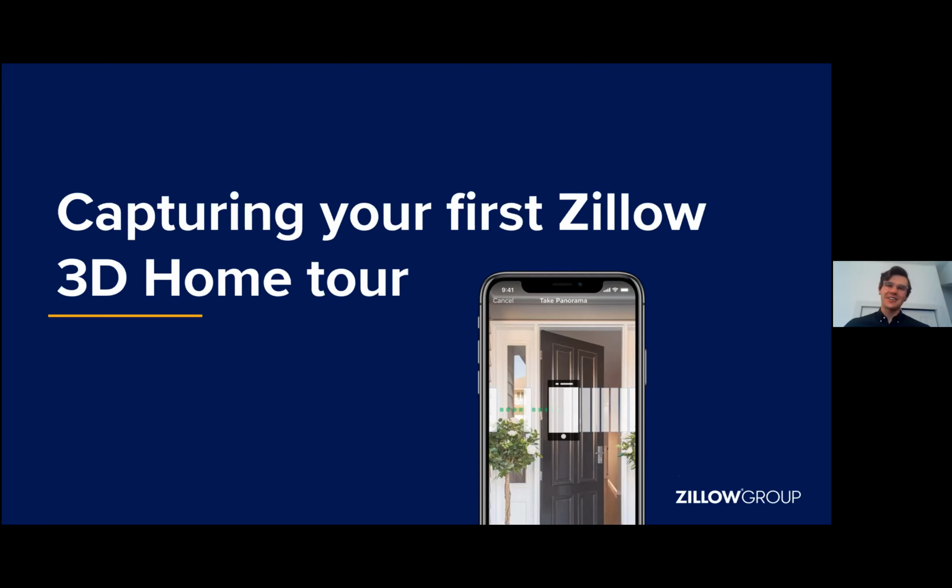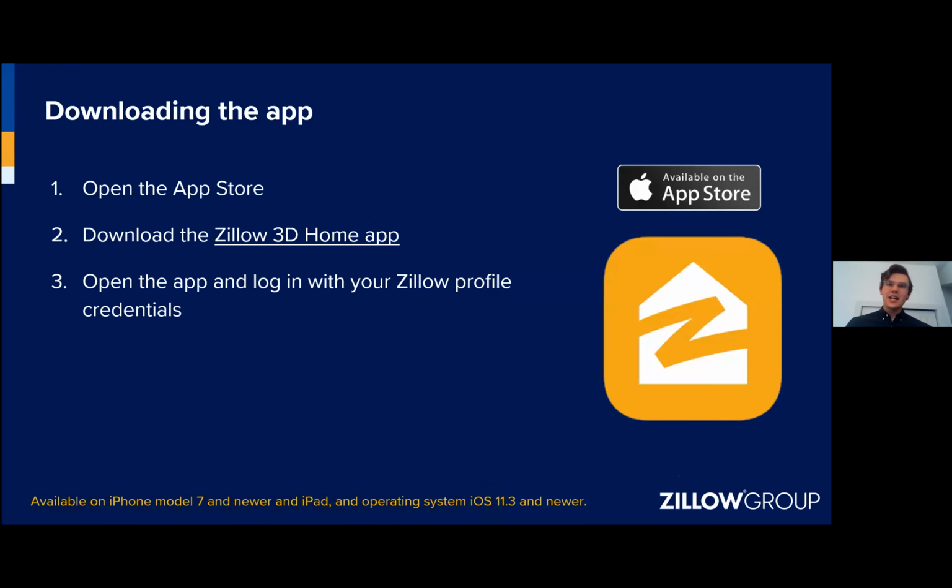I want to show you exactly what it looks like when you open up the app and when you start using it. So like I mentioned, in the App Store, the app name is just Zillow 3D Home. You'll see that big orange logo with the Zillow Z on it. That's how you know you have the right one.